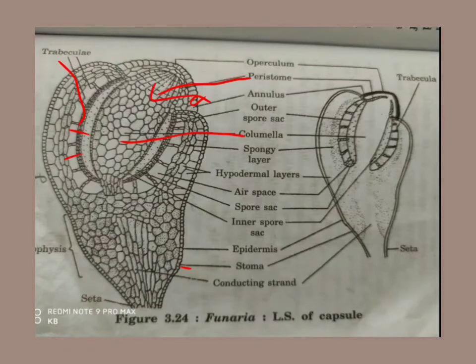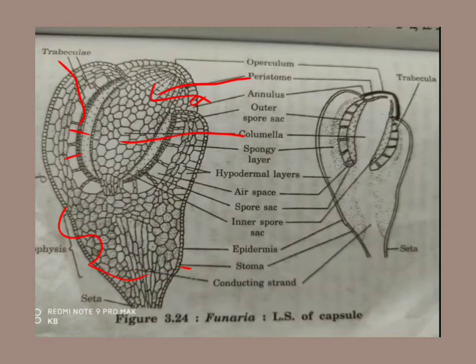And then the conducting strand, in the seta portion. You can see this is the seta portion, and this elongated cell is known as the conducting strand, because it conducts nutrition and water. And apophysis, this portion is known as the apophysis. You can see this is the apophysis, and the apophysis is the sterile portion of the capsule, and the capsule is divided into three parts.